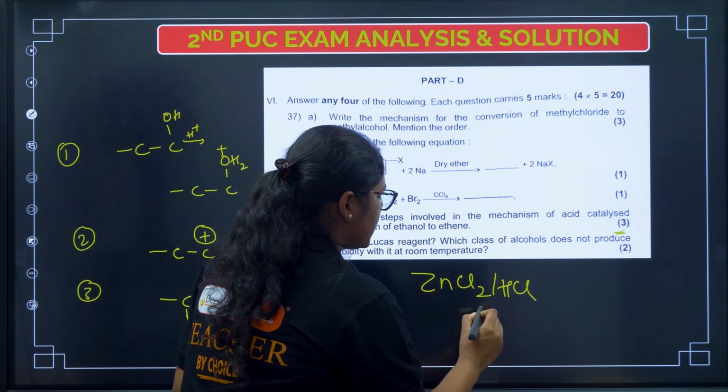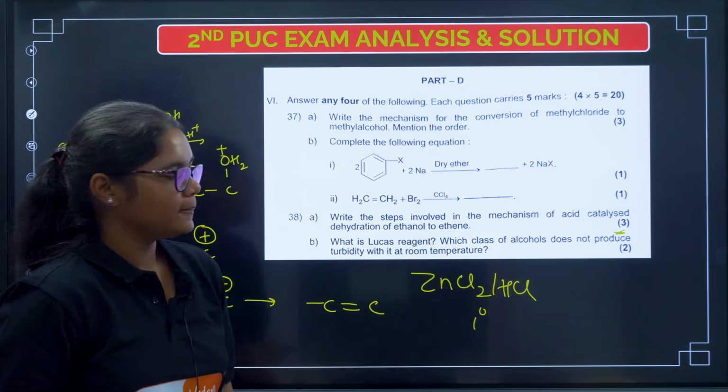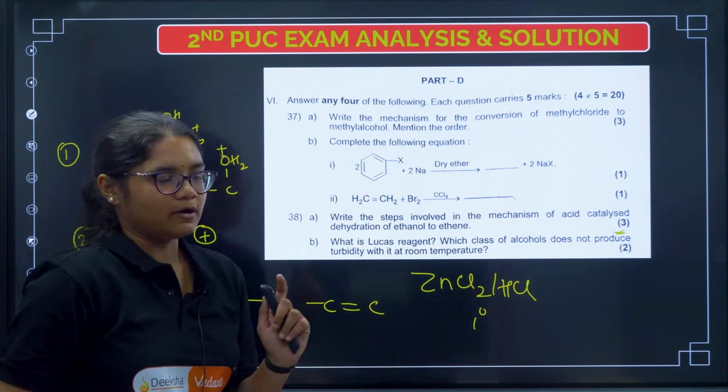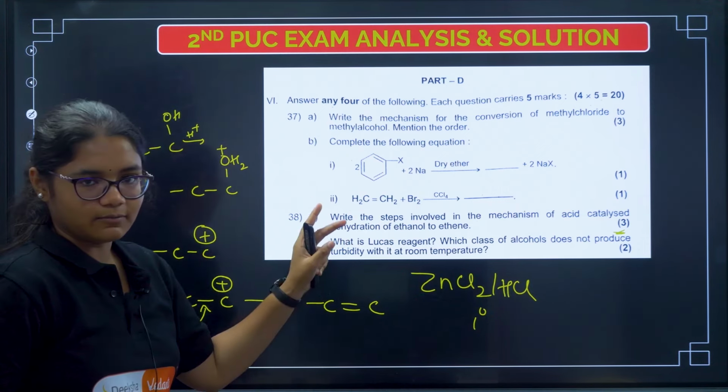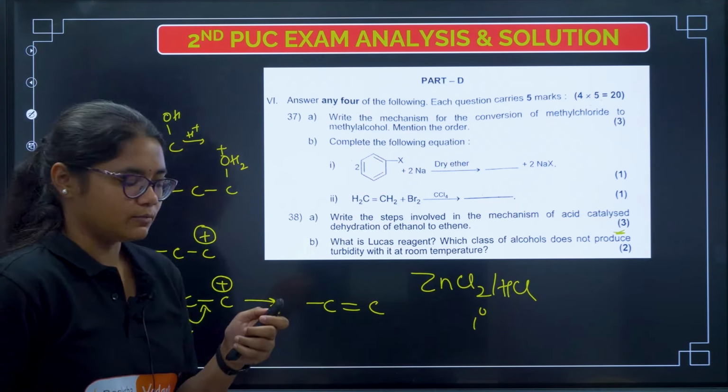Which alcohols will not react? Primary alcohols will not react. That's all. So 3 plus 2, 5 markers. This consists of 3 steps, 3 marks. This consists of 2 answers, 2 marks.